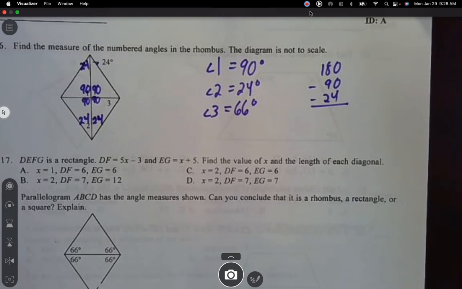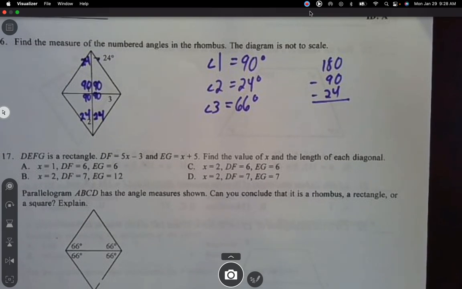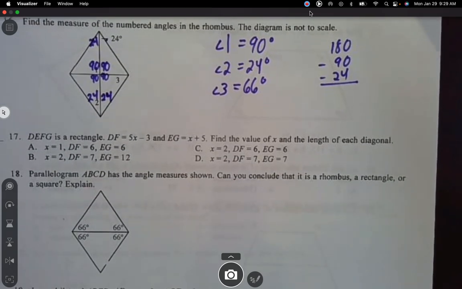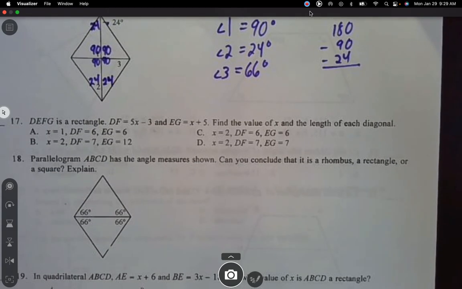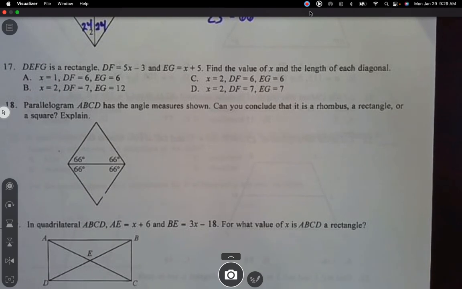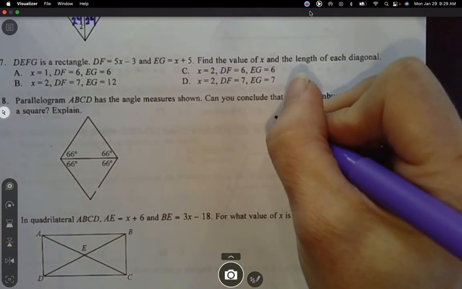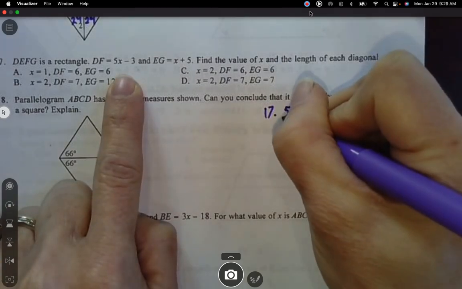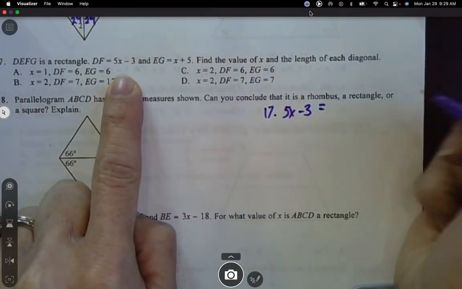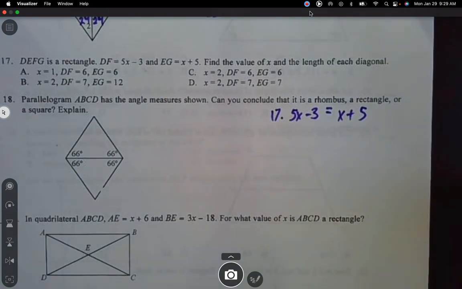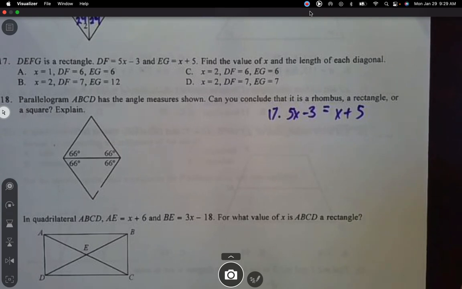Now number 17. Sorry, do I need to say something else again? No. Oh, okay, I didn't know somebody had a question. 17, boys. What do you know about a rectangle? Their diagonals are equal. So on number 17, I'm going to write it right here. My one diagonal is 5x minus 3. The other diagonal is x plus 5. That's what number 17 says.